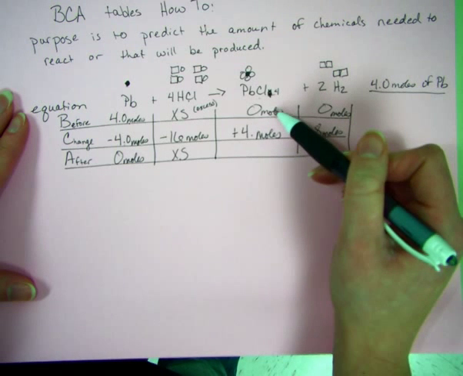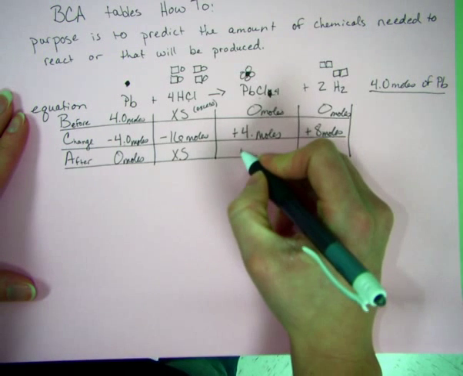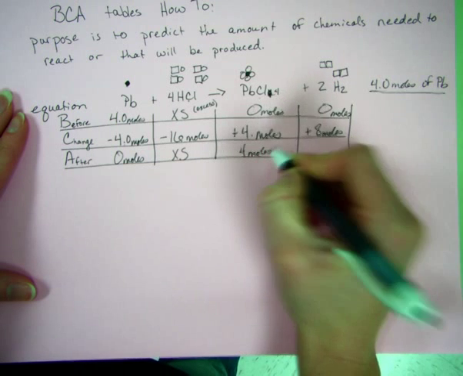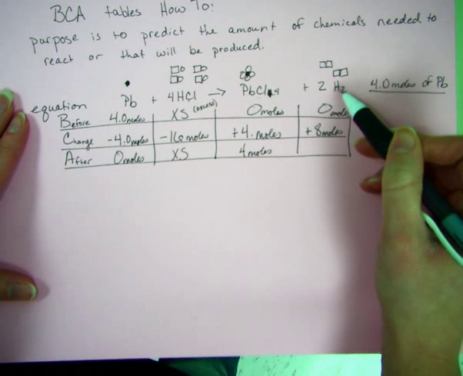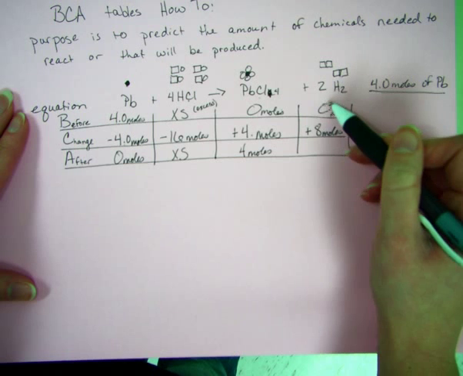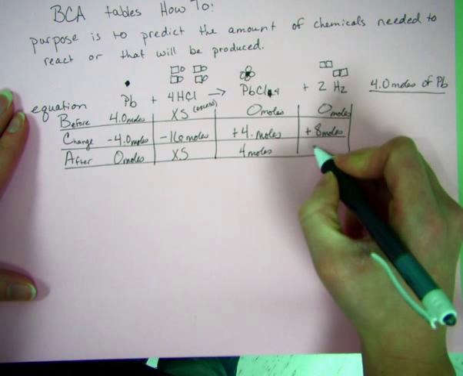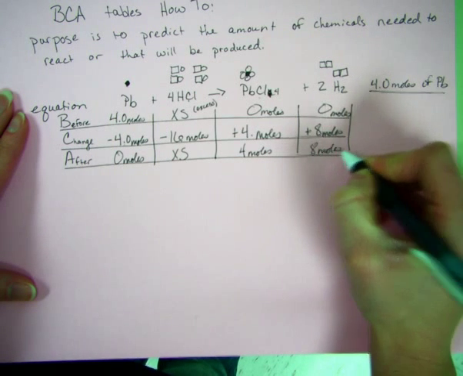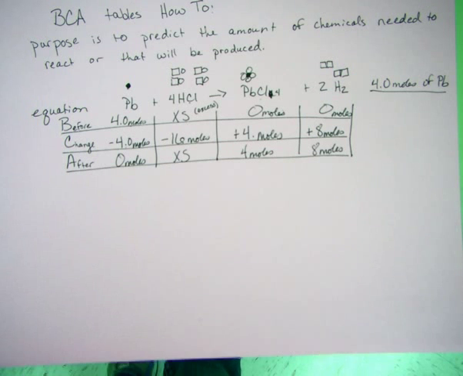Now for our moles, we started out with 0, but we made 4, so we're going to end up with 4 moles. And for our H2, we started out with 0. We made 8, so we are going to make 8 moles of the H2. So your BCA table is full, but this problem wasn't exactly asking for you to fill out a table.